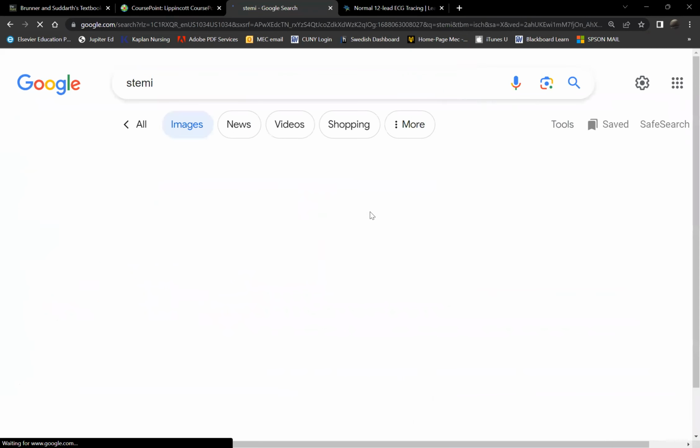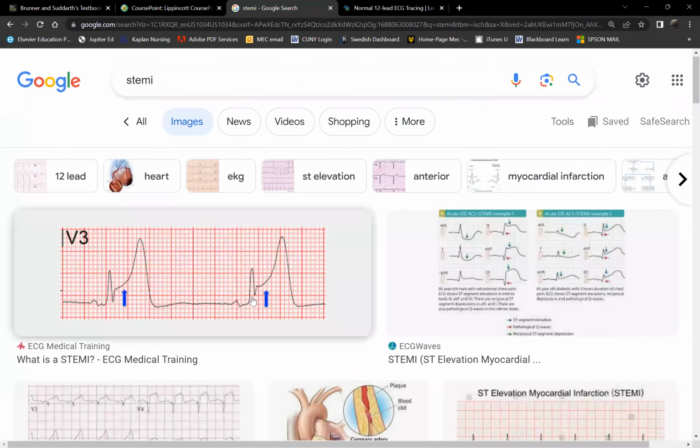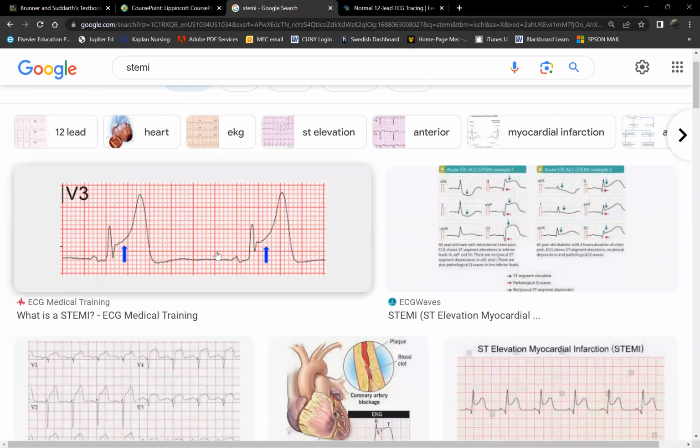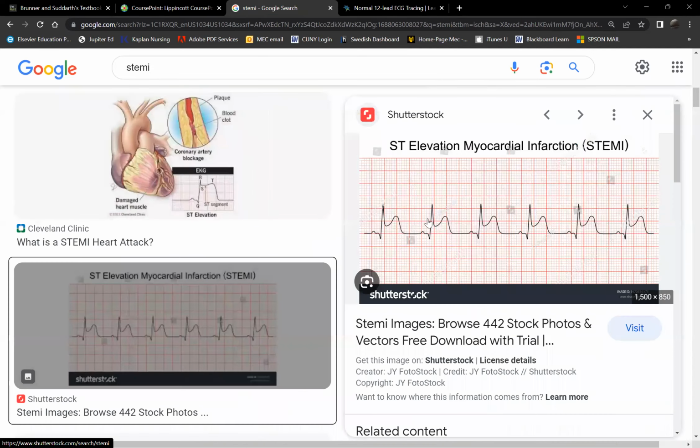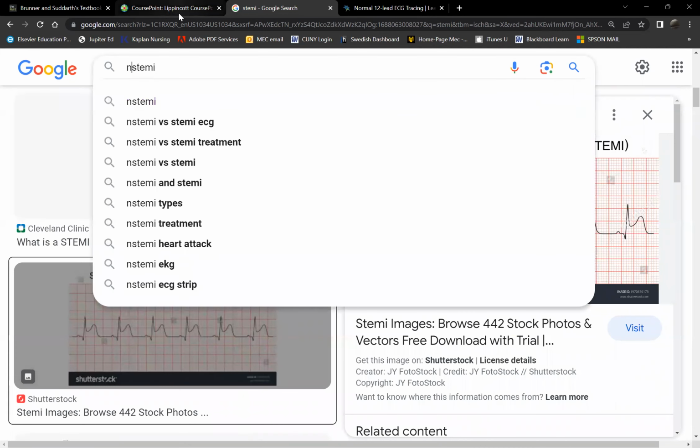So either ST elevation or ST depression, what will it look like? ST elevation MI looks like this. Look at the ST segment. It's supposed to be isoelectric. What's happening to it now? It's elevated. Okay, right here. Here's another example. So this is called ST elevation. This ST segment is supposed to be down here. Okay, it's supposed to be isoelectric. Now it's elevated. Now let's look at non-STEMI.